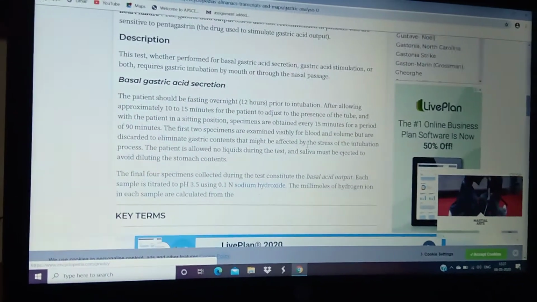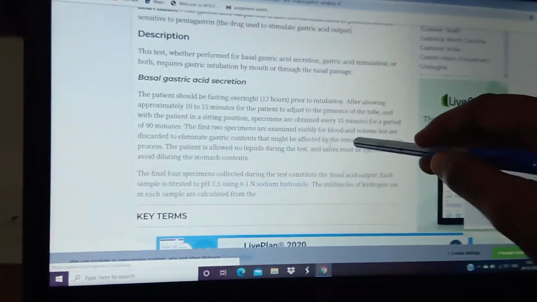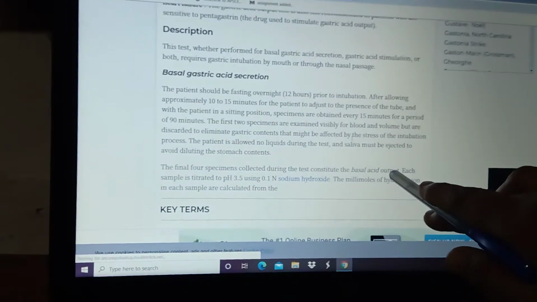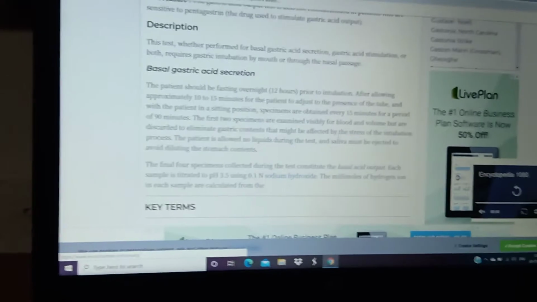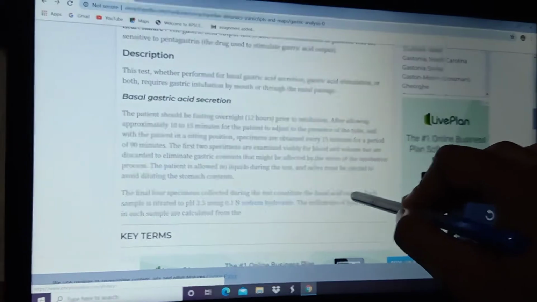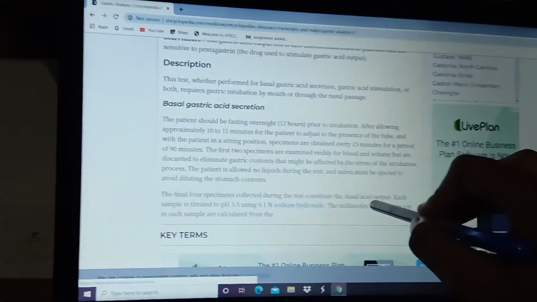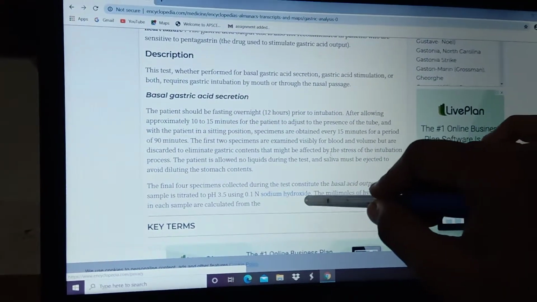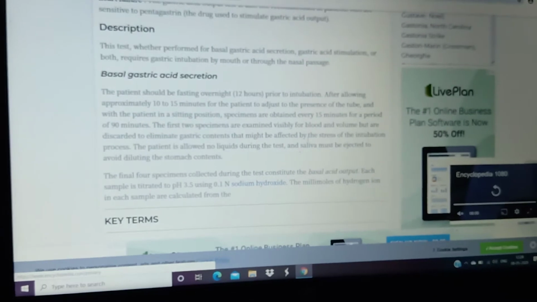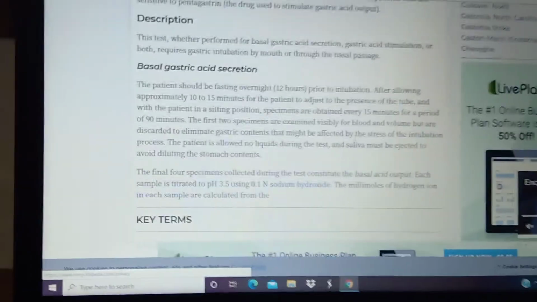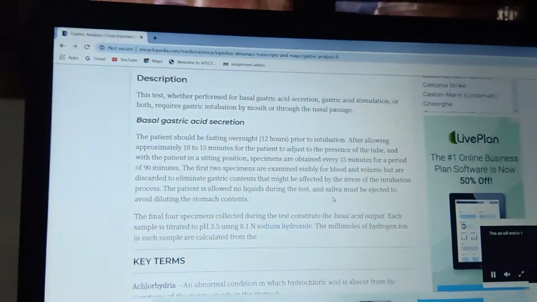After everything has been removed from the stomach, I already explained that 4 samples are taken for the basal acid output. Basal acid output is nothing else but the acid from the stomach that we collect. These samples you have to titrate with 0.1 normal sodium hydroxide to reach a pH of 3.5, and from that you calculate the basal gastric secretion.